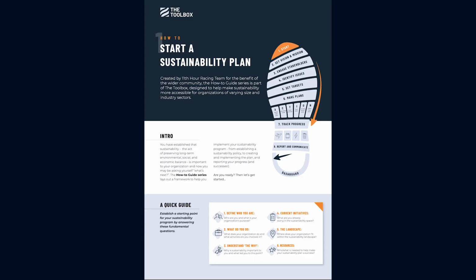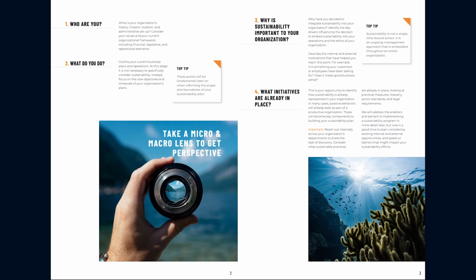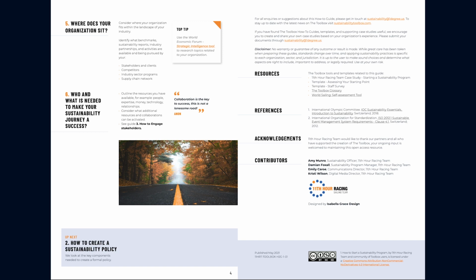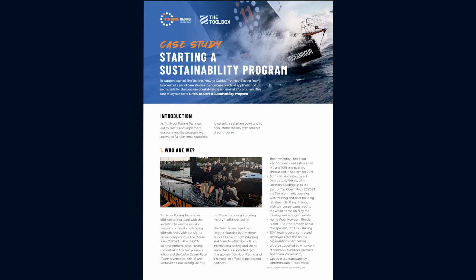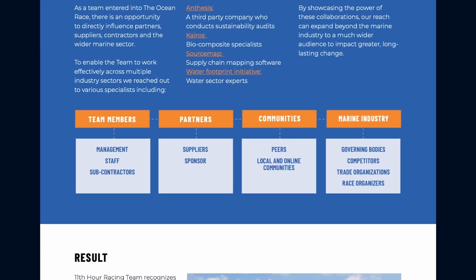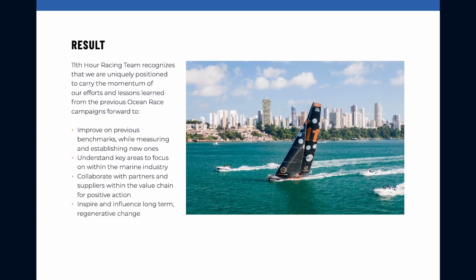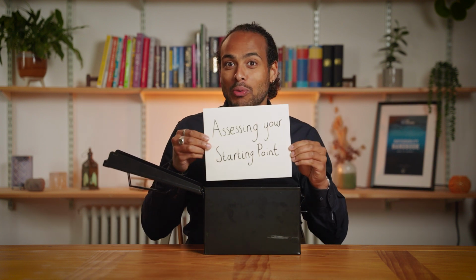The how-to guide, as shown here, provides more in-depth guidance on completing the step. It offers an approach to using the tools and an outline of their purpose. The guide walks us through the process of outlining our activities, understanding our people, and researching the benchmarks within our industry. Each step also includes case studies, which describe how other organisations have applied the Toolbox methodology. Let's move on to our first template in the Toolbox. And that is the Assessing Your Starting Point template.